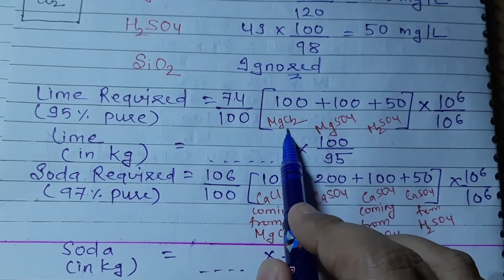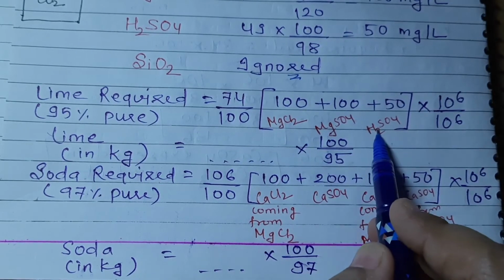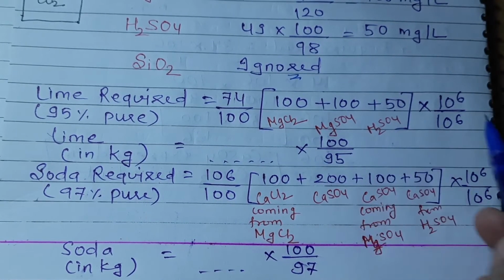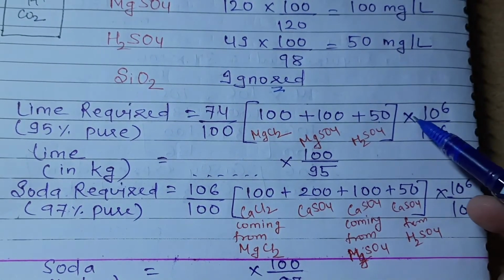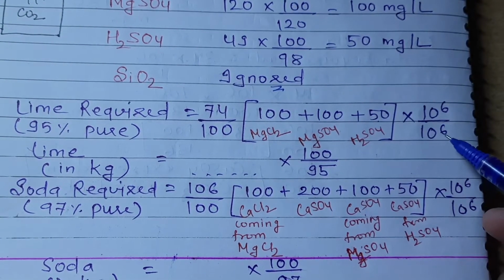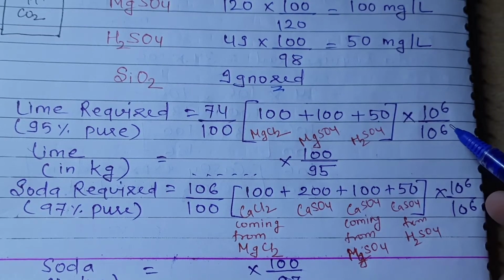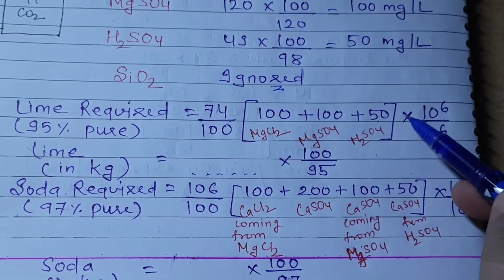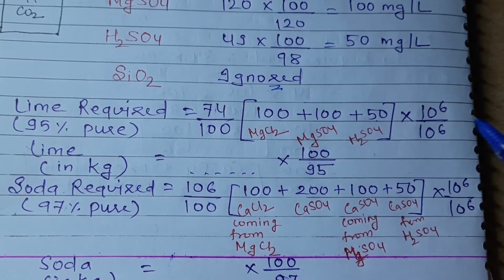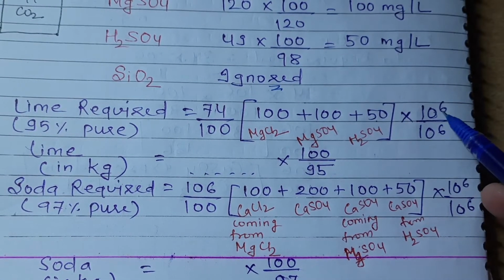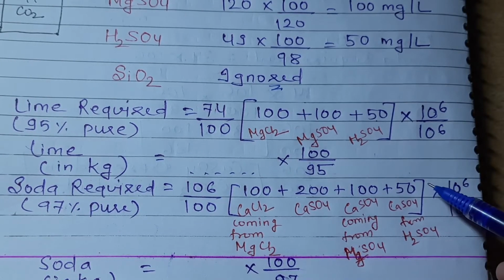This 100 is for magnesium chloride, this 100 for magnesium sulfate, and H2SO4 for 50. Now what is more important here, we have to calculate the lime and soda requirement for 1 million liter of water. So we multiply this expression with the volume of water. So in our case, in this numerical, volume of water is 10 raised to power 6, that is 1 million.